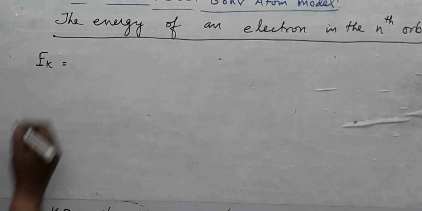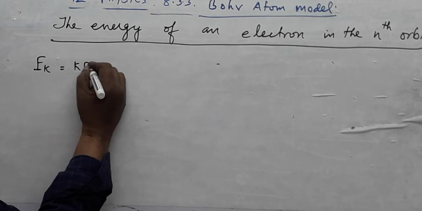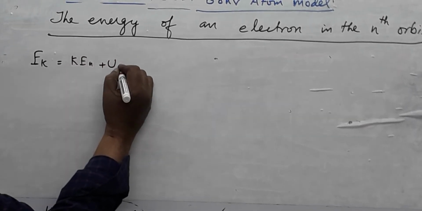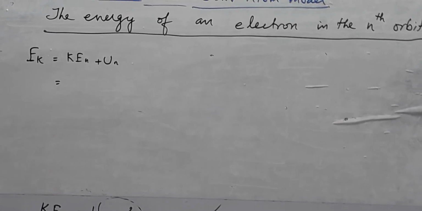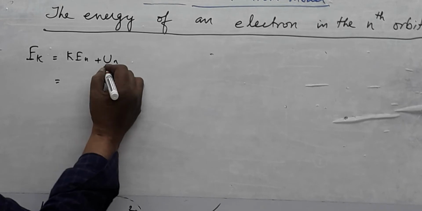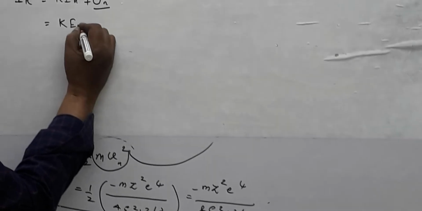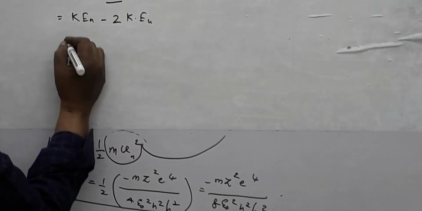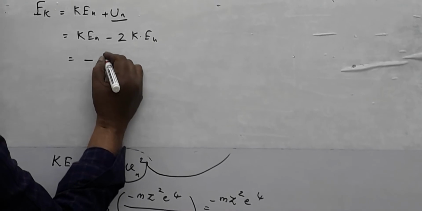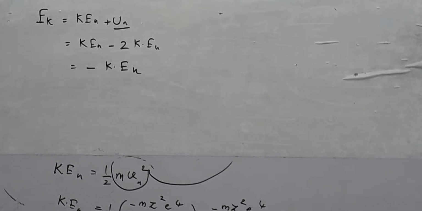The total energy is the kinetic energy plus the potential energy. This is the equation. But we know the value of the potential energy is nothing but minus 2 times the kinetic energy in the nth orbit. Therefore, the total energy is minus the kinetic energy of the nth orbit. That is the value.